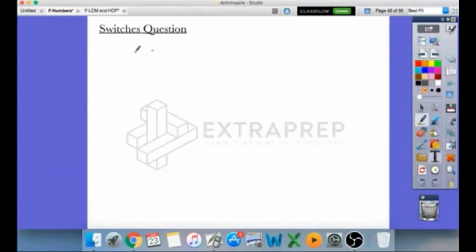Assume there are 100 switches numbered 1 to 100.